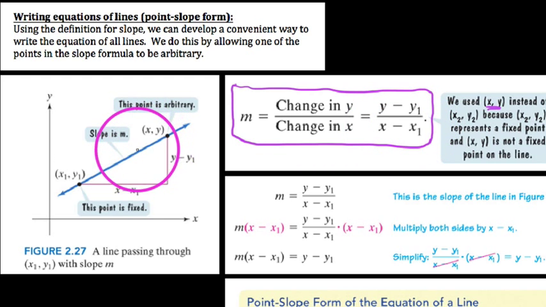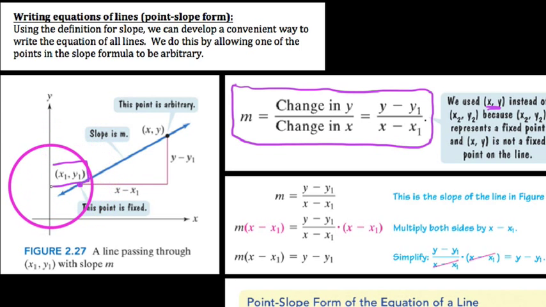So basically, when you look at this image over here, we could say that there is some fixed point on the line, and we're going to refer to this as x1, y1. So in order to use this point slope form, we're going to need to know this fixed point. And then this other point on the line is arbitrary. We're just going to let it be some other point on the line, and we're not going to assign it values. We're just going to leave it as x, y.